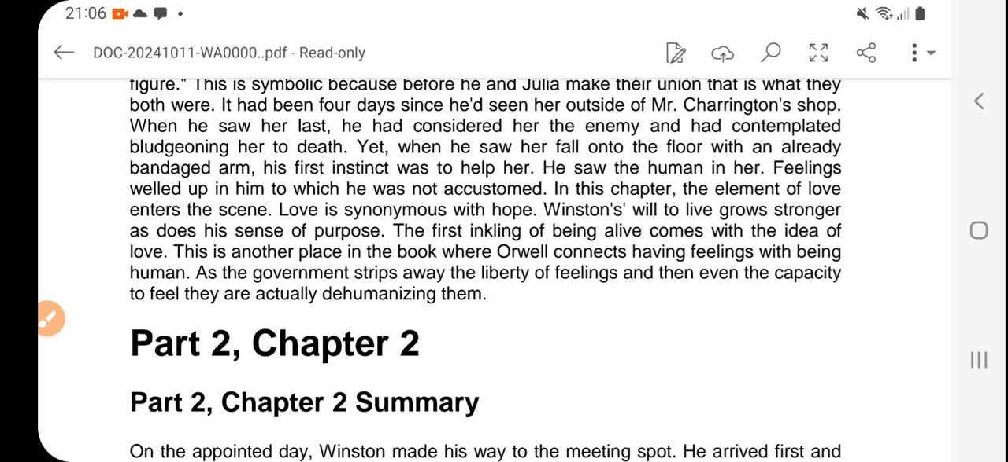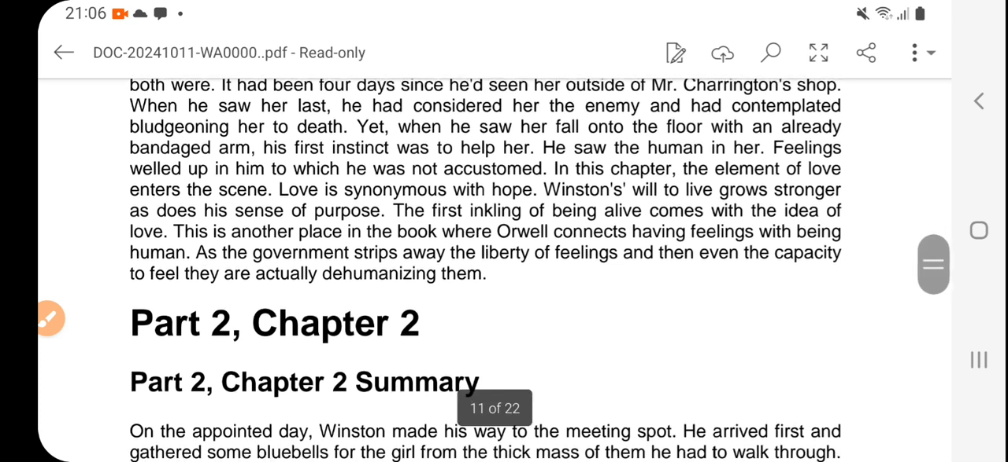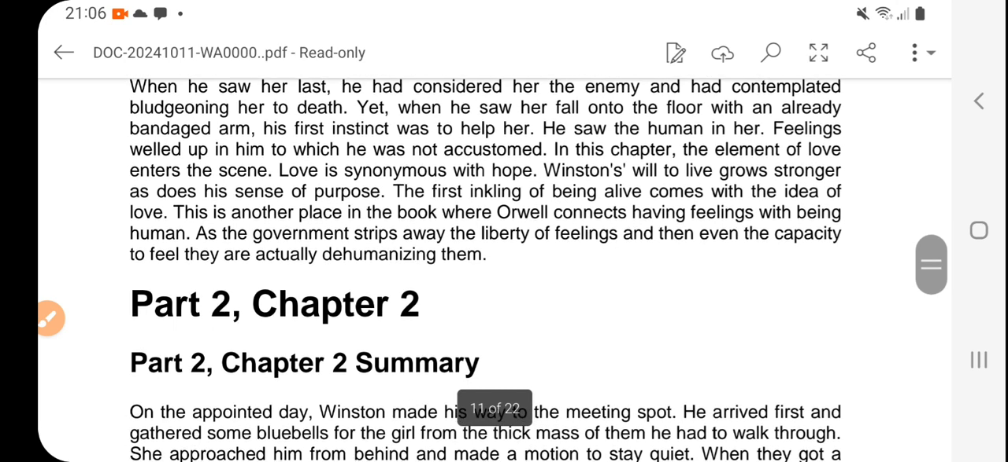When he saw her last, he had considered her the enemy and had contemplated bludgeoning her to death. In the beginning, when he meets Julia, Winston thinks that she's a spy of the Ministry, but later he comes to know that she is also a like-minded lady. And yet when he saw her fall onto the floor with an already bandaged arm, his first instinct was to help her.